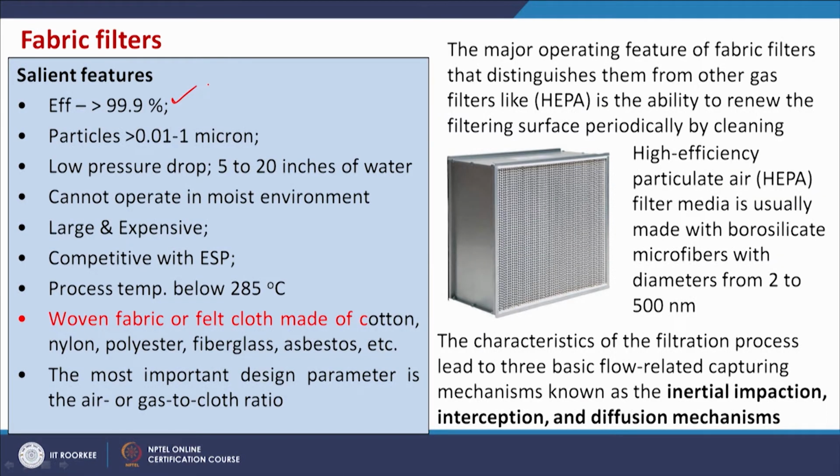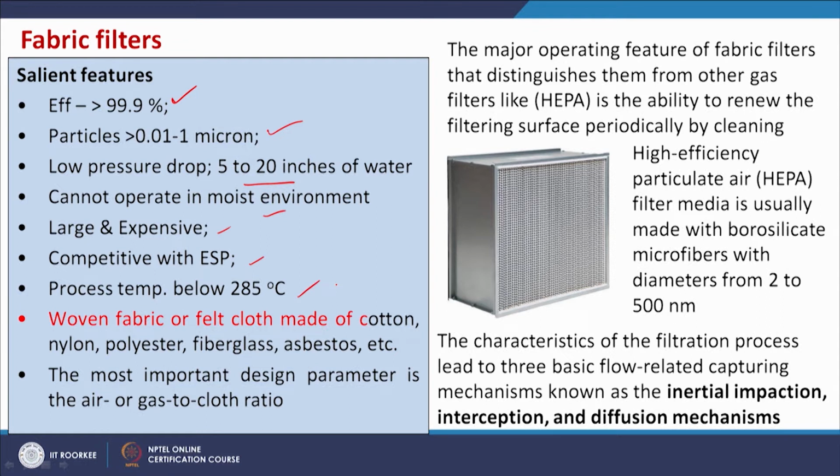So, the salient features of these fabric filters are that they are highly efficient, 99.9% or more efficiency is possible. They are suitable for smaller particles also, with particle size from 0.01 to 1 micron, whereas for gravity settlers it is more than 50 micron. They also have a low pressure drop, 5 to 20 inches of water. It has some disadvantages also: it cannot operate in a moist environment, it has a relatively larger volume, and the bags are expensive. It is competitive with the electrostatic precipitator, and the temperature is normally below 285 degree centigrade.